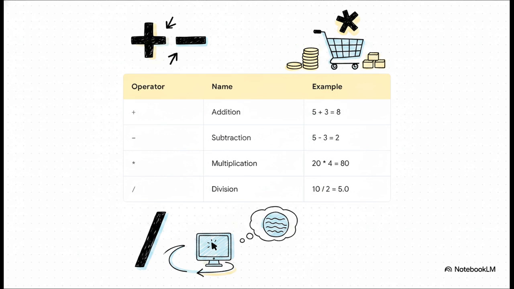Easy enough, right? But definitely pay close attention to division, which uses the forward slash. If you tell Python to calculate 10 divided by 2, it's actually going to output 5.0. You see, Python division always returns a floating point decimal number, even if it divides perfectly evenly.